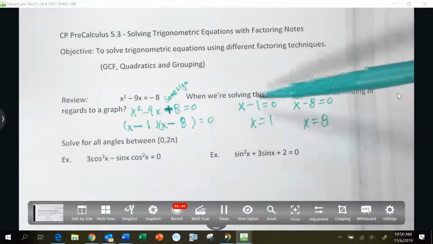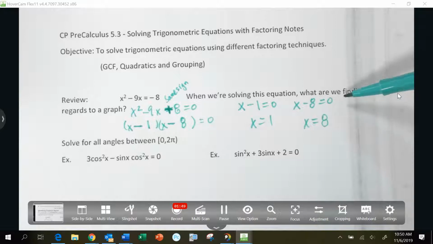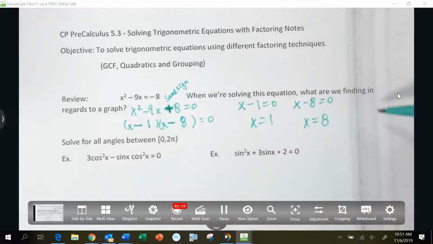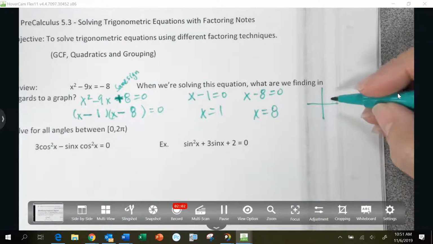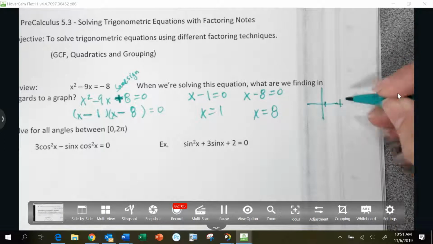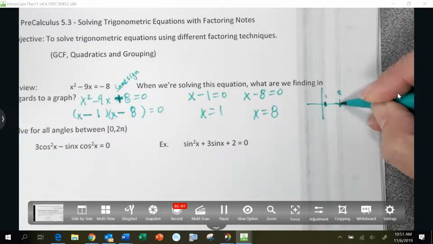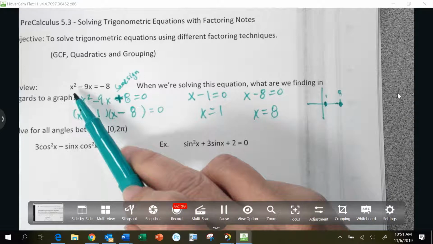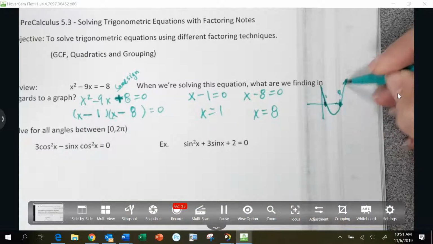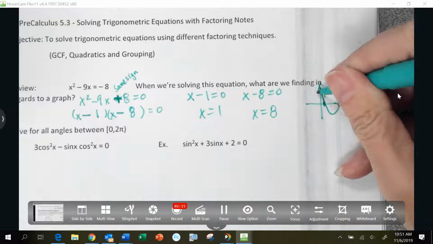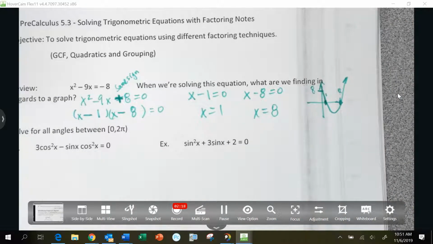My second part of this equation, when we're solving this equation, what are we finding in regards to a graph? What is the 1 and the 8 for this graph? X-intercepts. So this would be a parabola for this particular equation that would hit at 1 and 8. And looking at my x squared, it's positive, so this parabola would be like that-ish. It would hit here at 8. Okay, so we're finding x-intercepts. So any of these that you wanted to check, you could use Desmos to check it, and you'd be looking at x-intercepts.